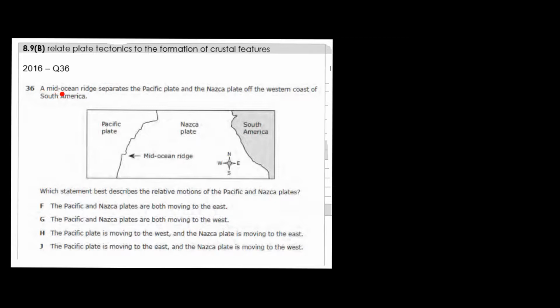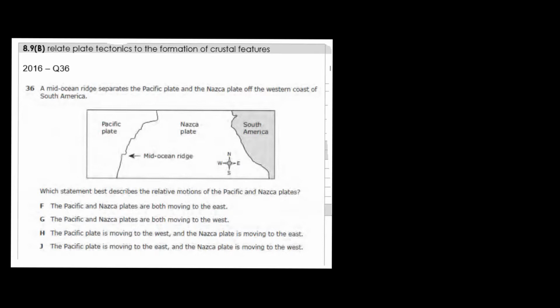So a mid-ocean ridge separates the Pacific plate and the Nazca plate off the western coast of South America. Pacific plate, Nazca plate, and then here is the coast of South America, the western coast. Which statement best describes the relative motions of the Pacific plate and the Nazca plates?